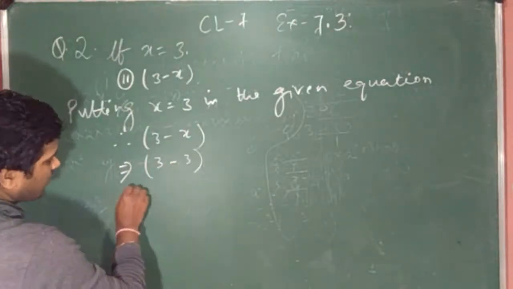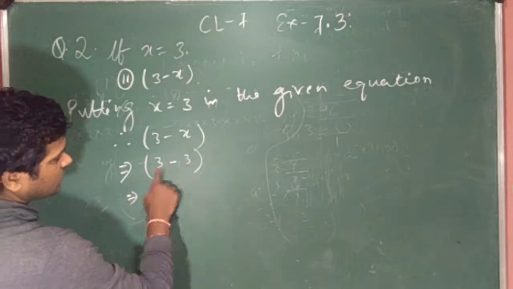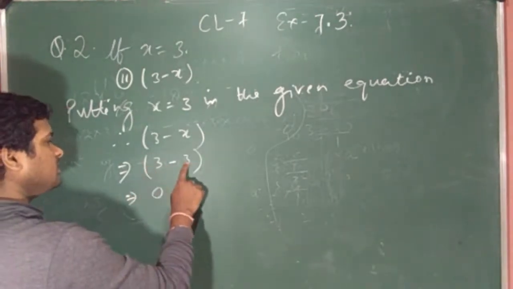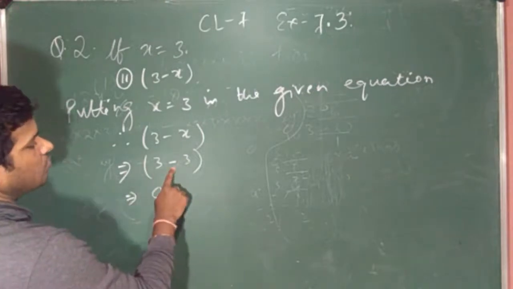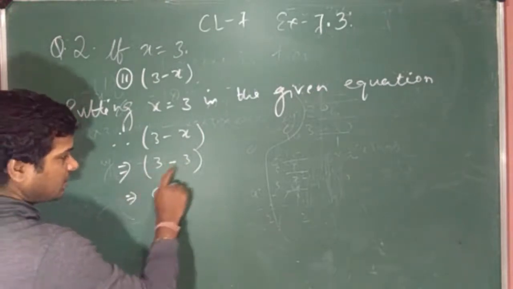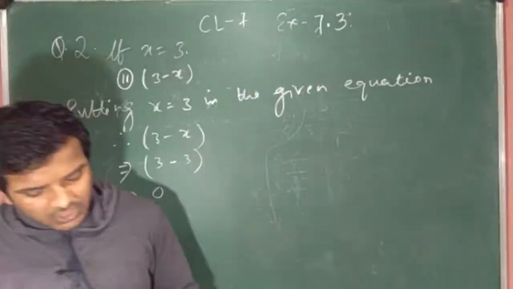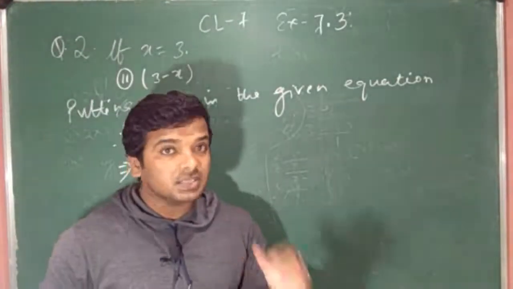Now we will do minus. So 3 and 3: this 3 is plus and this 3 is minus. Plus into minus, we will do minus. So 3 minus 3 is 0. There is the solution for Roman number 2. Let us do Roman number 3.